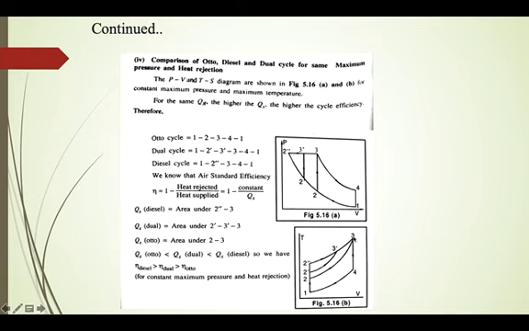This is the heat supplied. So heat supplied is less for the Otto cycle, and it is maximum for the diesel cycle. Since heat supply is more for the diesel cycle, the diesel cycle will have higher efficiency. So for the case of maximum pressure and heat rejection, the diesel cycle will have higher efficiency compared to the dual and Otto cycle. So this is the comparison between the Otto, diesel and dual fuel cycle for different cases.